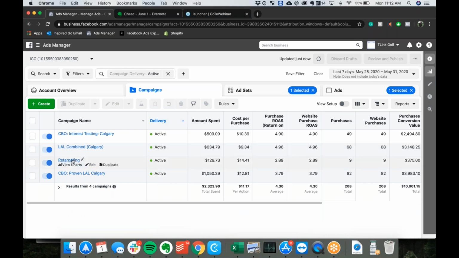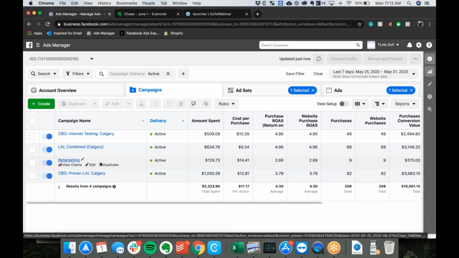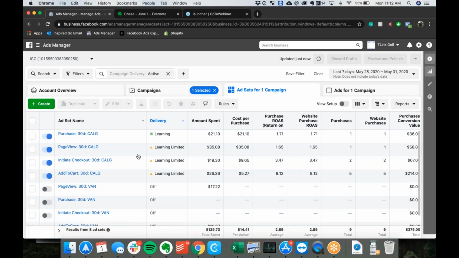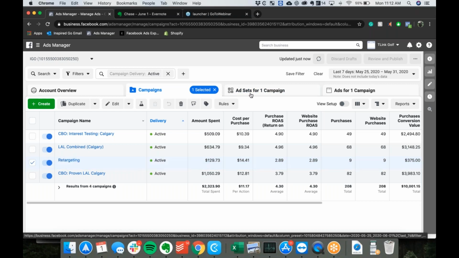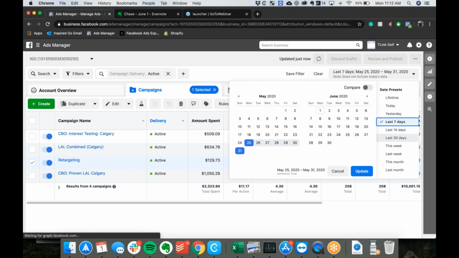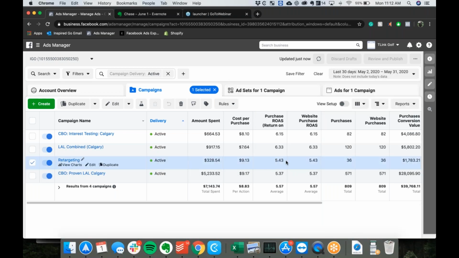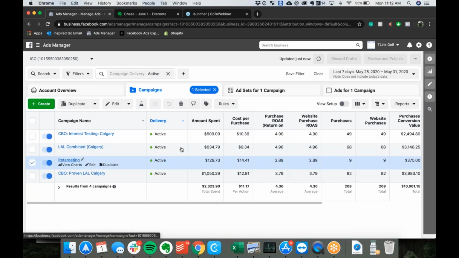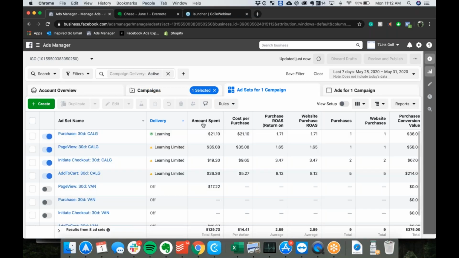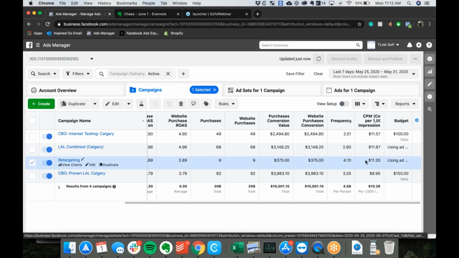Okay. And then my final question was, I'm just looking at my retargeting campaign. What is it doing overall? 2.89, which is interesting. It's kind of dipped. It was at 5.43 over 30 days. The frequency on this is 4.1. So, this is not a CBO.